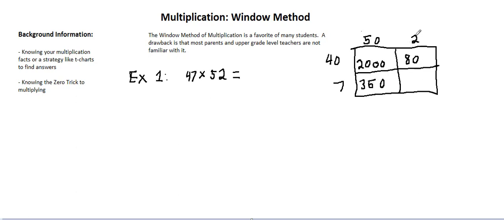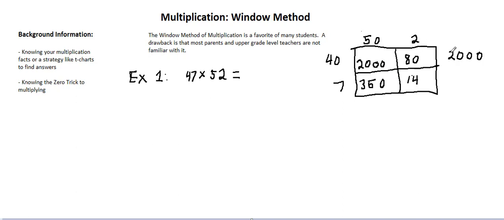Then I come over to this box. I go all the way up. I'm going to multiply 2 by, I go all the way over, 7. 2 times 7 is 14. And then I take all those numbers, so I take the 2,000.